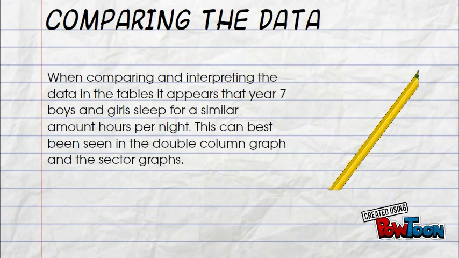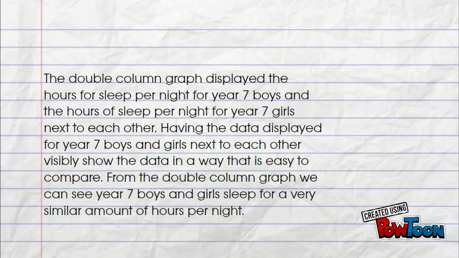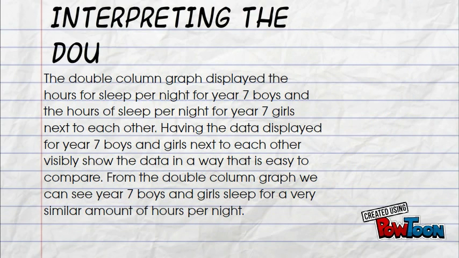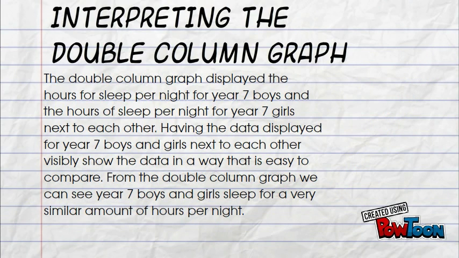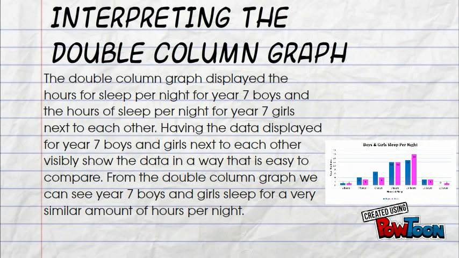Comparing the data. When comparing and interpreting the data in the tables, it appears that Year 7 boys and girls sleep for a similar amount of hours per night. This can best be seen in the double column graph and sector graphs. The double column graph displays the hours of sleep per night for Year 7 boys and the hours of sleep per night for Year 7 girls next to each other. Having the data displayed next to each other visibly shows the data in a way that is easy to compare.